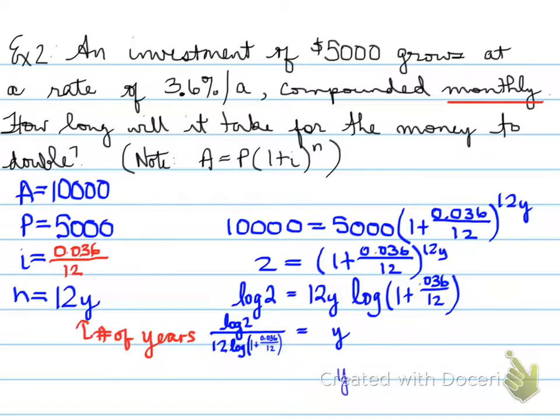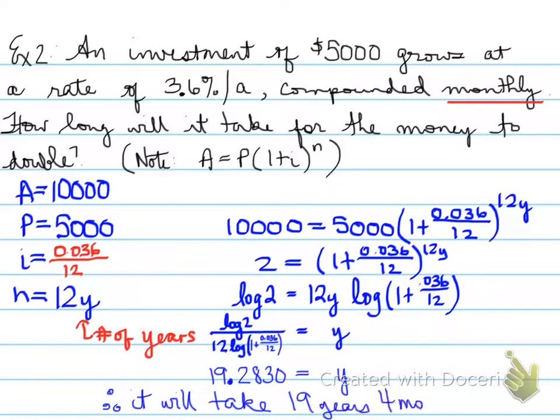At this point, you can dig out the calculator and you're going to get 19.2830. So, how long will it take for the money to double? Well, we know it's going to be 19 years, but what we don't know is how many months. So we can actually calculate the months. 19 years, and 0.2830. So we need to take 0.2830, multiply just the decimal part by 12, and when we do that, we get 4 months. So it will take 19 years and 4 months for this money to double.